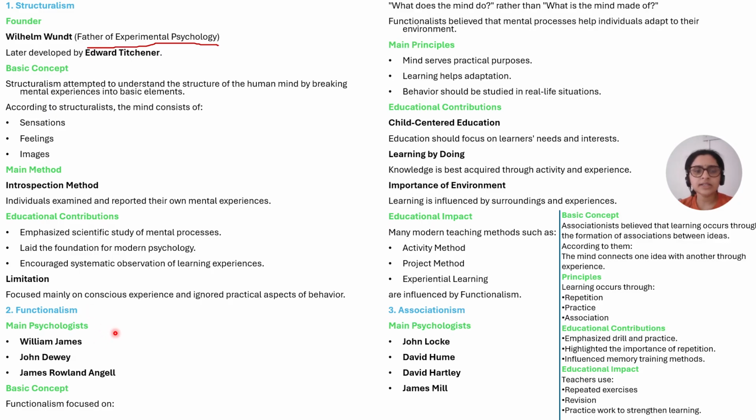Okay, next one is functionalism. The main psychologists of this particular school are William James, John Dewey, and James Rowland Angell. Functionalism mainly focuses on what the mind does rather than what the mind is made of. So its focus is on the practical approach of the mind rather than the theoretical approach. What does the mind do? That's a practical aspect, rather than what the mind is made of.